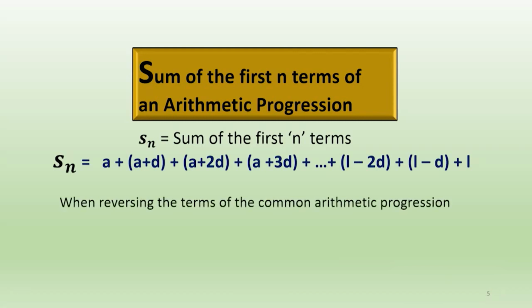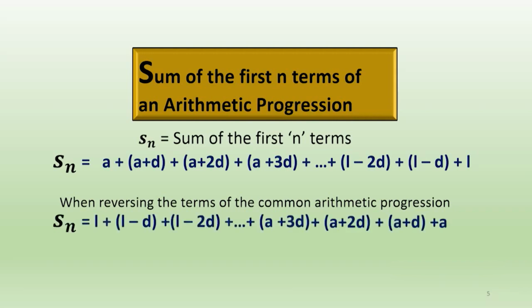Then I am going to write the reversed progression. Here I have written the first term to the last term. Reversing means I write the last term first and the other terms after it: the last term, then the term before the last term, and so on. Meaning I have reversed the first sequence. So I got two equations: first to last, and last to first. I have named those two equations first and second.